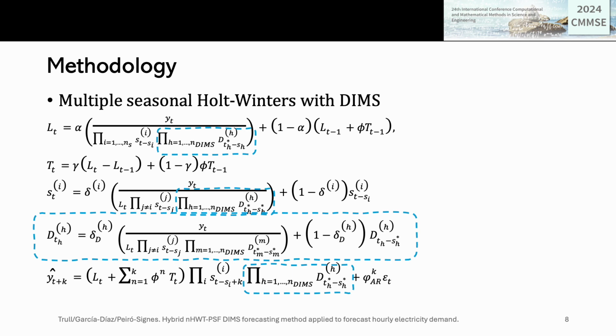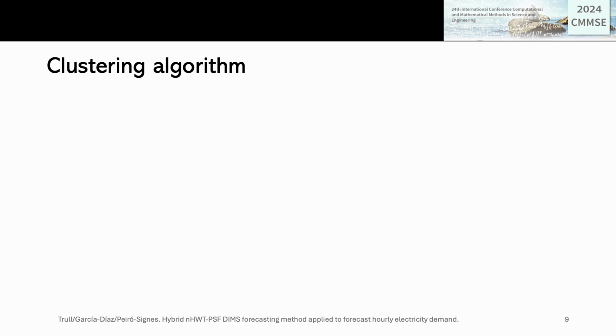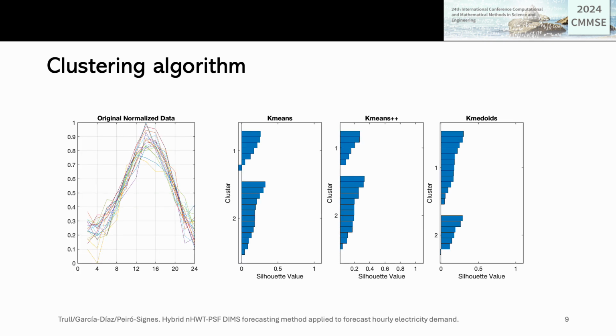instead of using exponential smoothing to obtain these discrete seasonalities, pattern sequence forecasting methods will be used. How does this clustering algorithm work? PSF is based on a clustering algorithm. We tried the three: k-means, k-means plus plus, and k-medoids methods to obtain patterns or clusters.